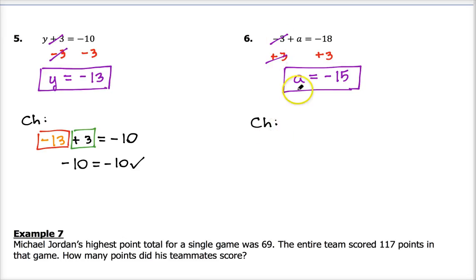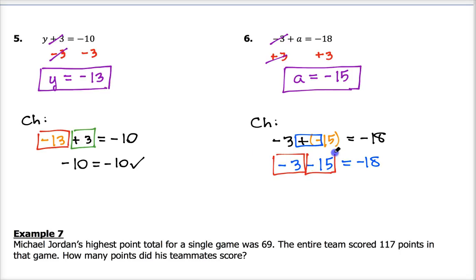The equation was negative 3 plus a equals negative 18. So we have negative 3 plus, and then we're substituting negative 15 in for a, equals negative 18. Well, we know a plus minus should always be written with a minus, so this is negative 3 minus 15. And when you're combining two negatives, negative 3 minus 15, that does give you negative 18.